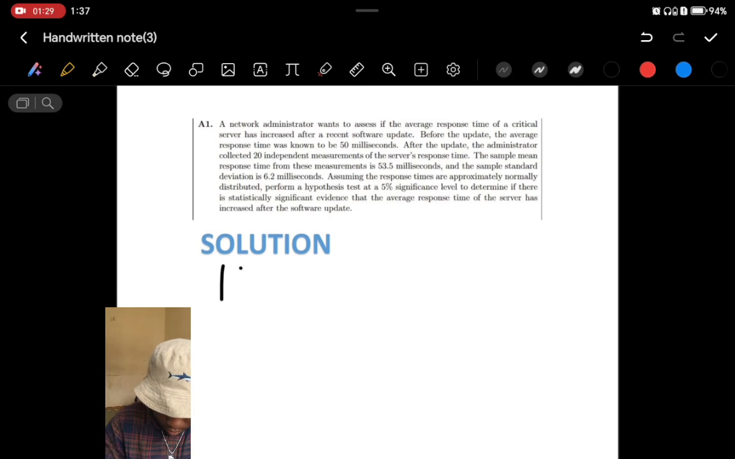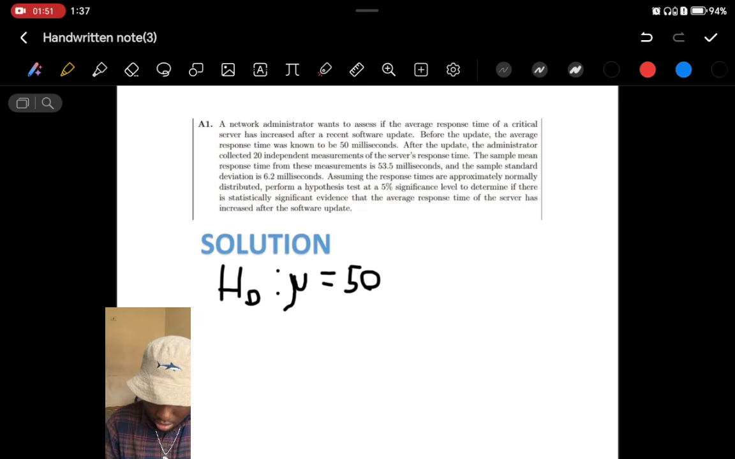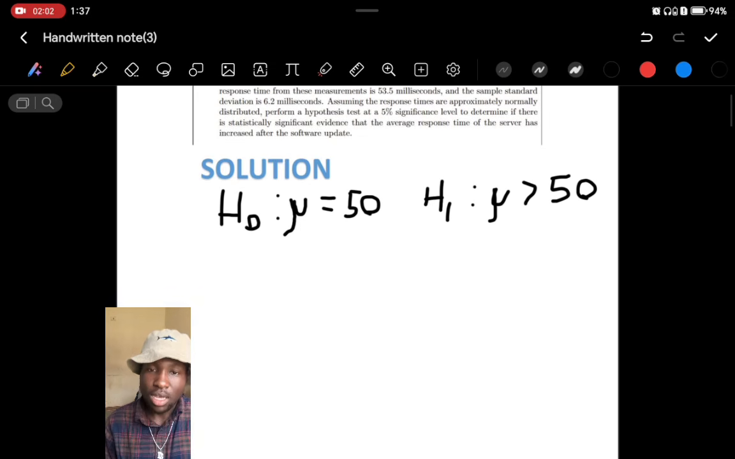H naught represents our null hypothesis. This is the average response time, mu, equal to 50. Please don't mind my mu sign, I'm having a hard time using this pen. Then the alternate, H1, is what we want to investigate: is mu increased, greater than 50. So this is our null hypothesis and alternate hypothesis to test.